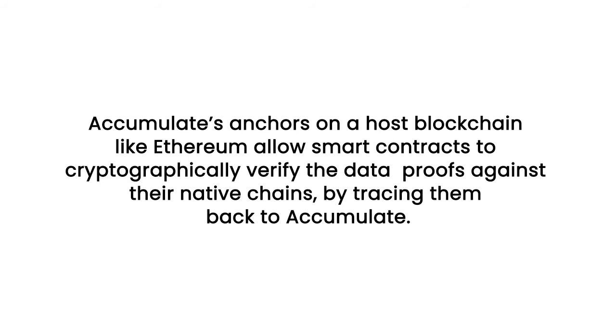For example, the rent rolls for a major property manager could be altered by a man-in-the-middle attack and reported as accurate data to a data oracle. Accumulate's anchors on a host blockchain like Ethereum allow smart contracts to cryptographically verify the data proofs against their native chains by tracing them back to Accumulate.